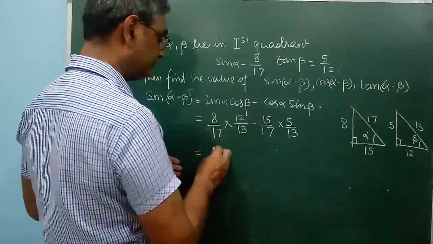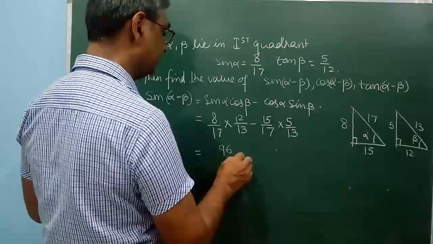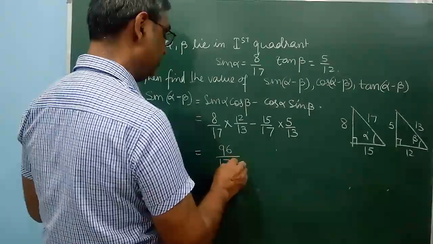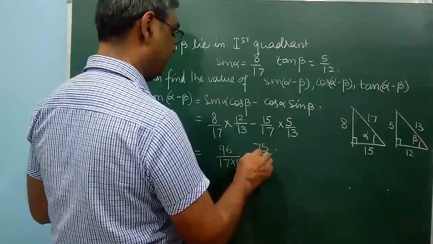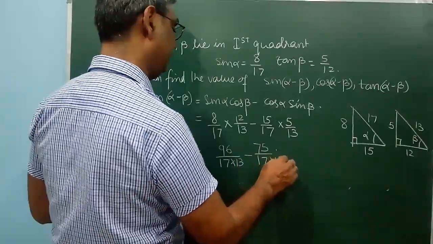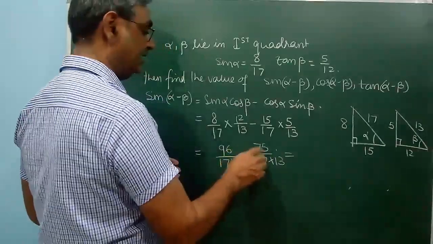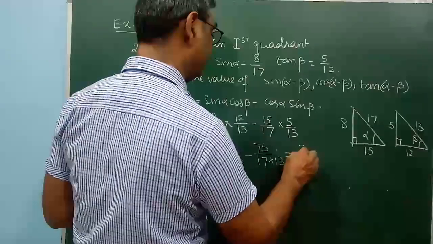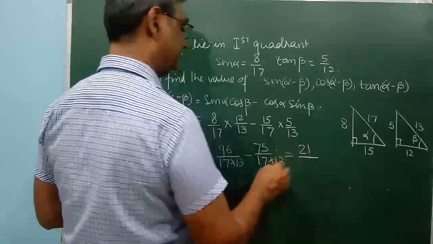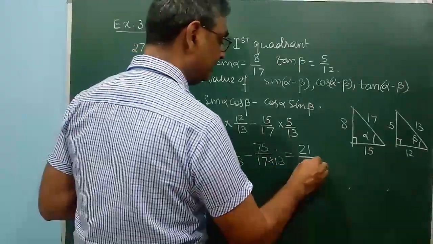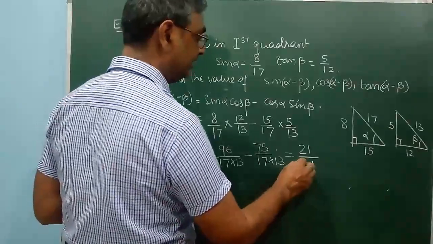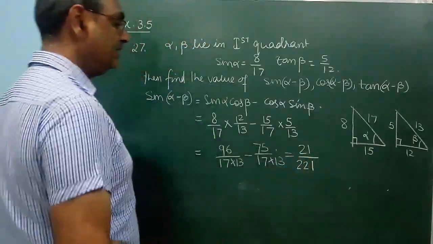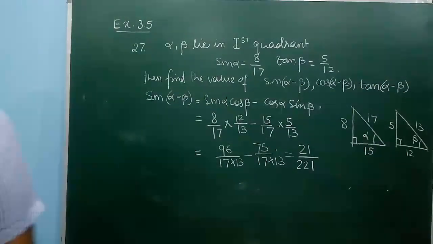12 8s are 96 upon 17 into 13 minus 75 upon 17 into 13, so 96 minus 75. 13 7s are 91, 9, 13 1s are 13. So the answer will be 21 upon 221.